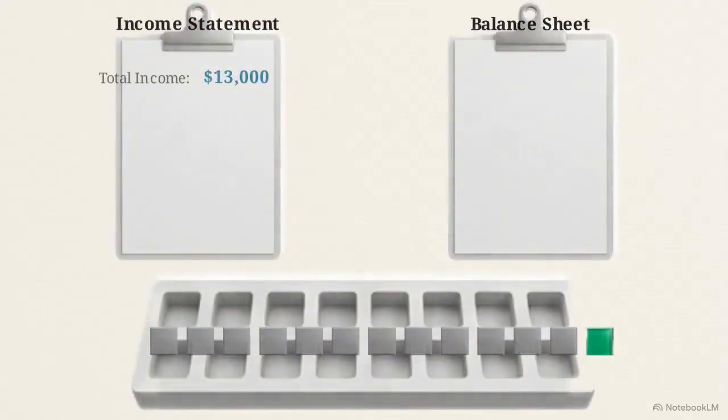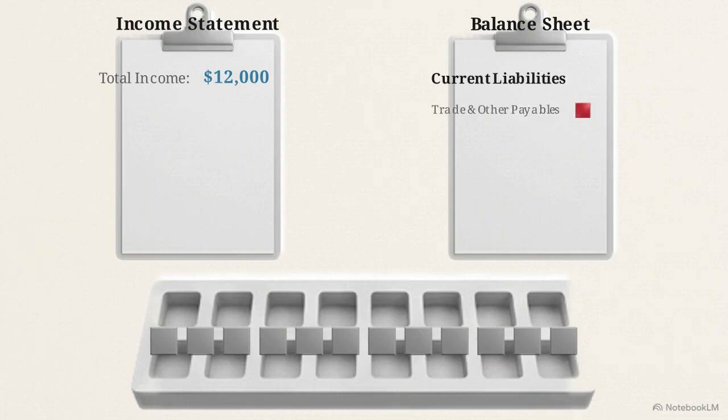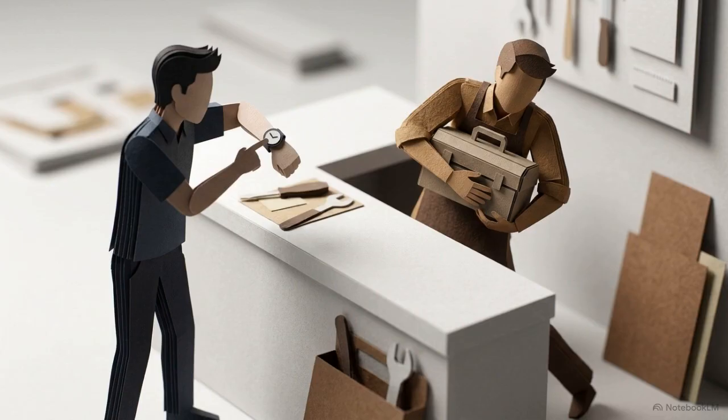To reflect this, we decrease the total income on the income statement, pushing that unearned amount outside our current 12-month boundary. On the balance sheet, we track that money as a current liability under trade and other payables. This is a liability because the business is now obligated to either finish the work or provide a refund.